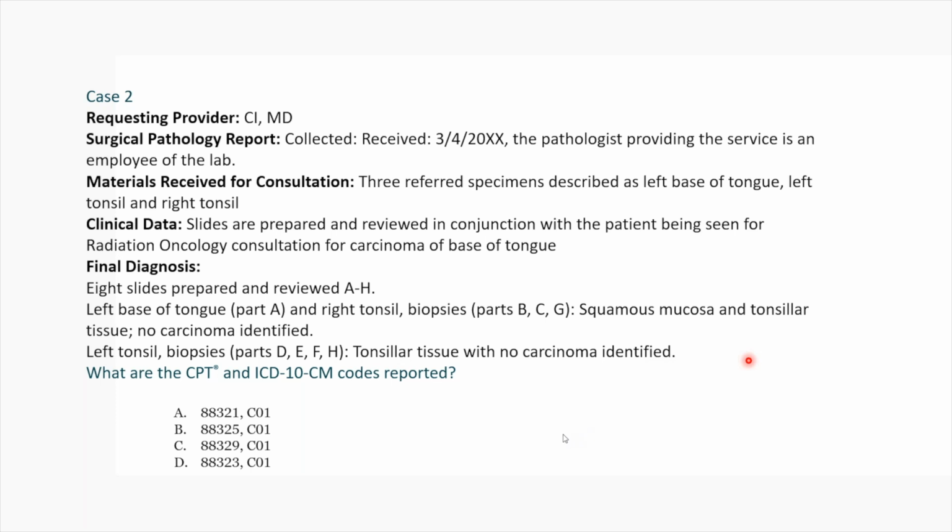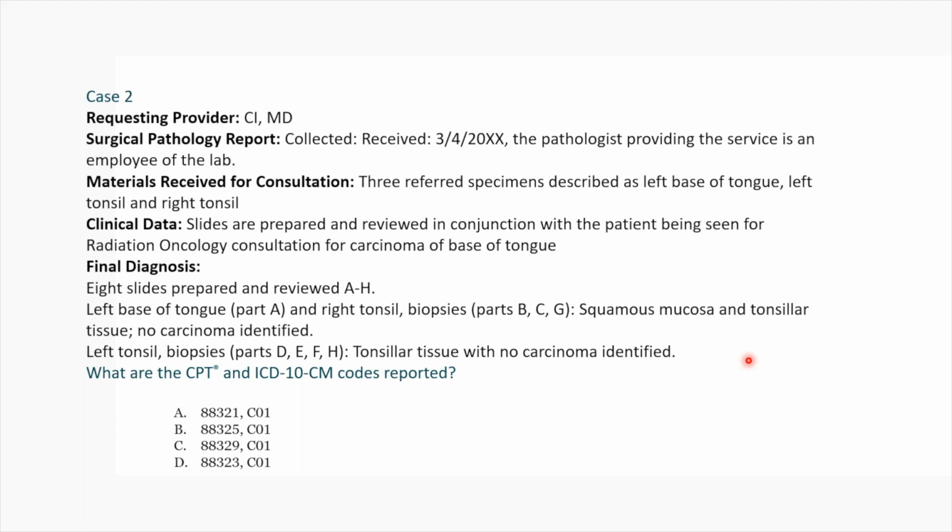Surgical pathology report collected and received 3/4 of the present year. The pathologist providing the service is an employee of the lab. Materials received for consultation: 3 referred specimens described as left base of tongue, left tonsil, and right tonsil. Clinical data: slides are prepared and reviewed in conjunction with the patient being seen for radiation oncology consultation for carcinoma of base of tongue.